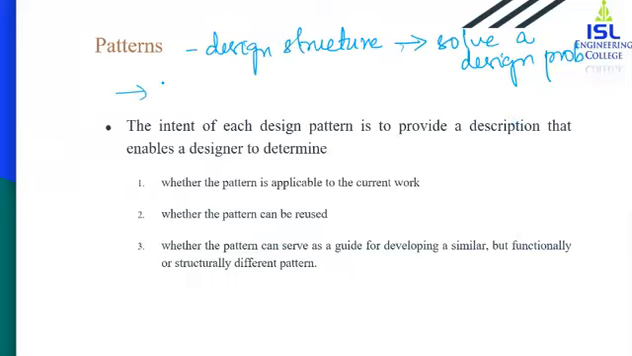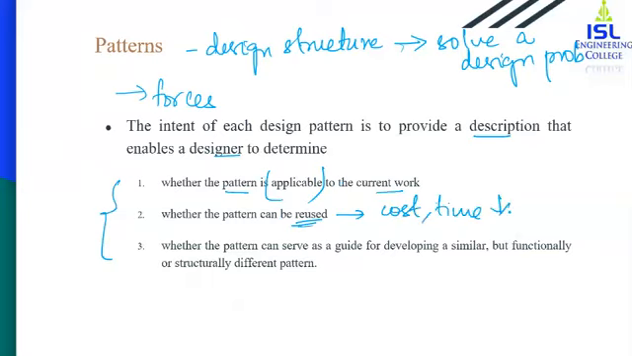And with patterns, you have different forces that also affect the patterns that you are using. So the intent of a pattern is to provide a description that enables a designer to determine three things. So what are the three things? Whether the pattern is applicable to the current work. As I have given you the example, if you have a window, whether this particular pattern, which focuses upon a room that has a window, is applicable to the current work will be identified. Then, whether the pattern can be reused. Whether the pattern can be reused means it is going to decrease your cost and time; both of them can be decreased when a pattern can be reused.